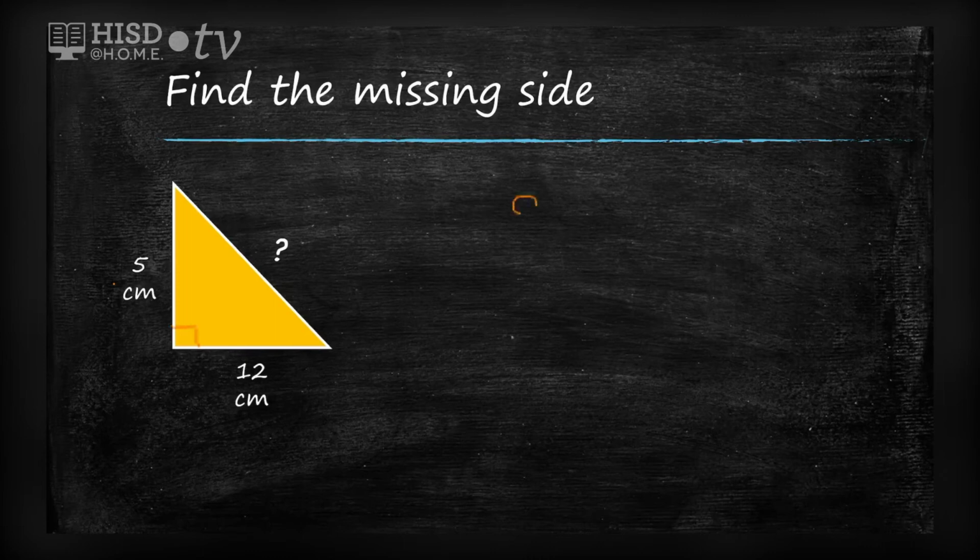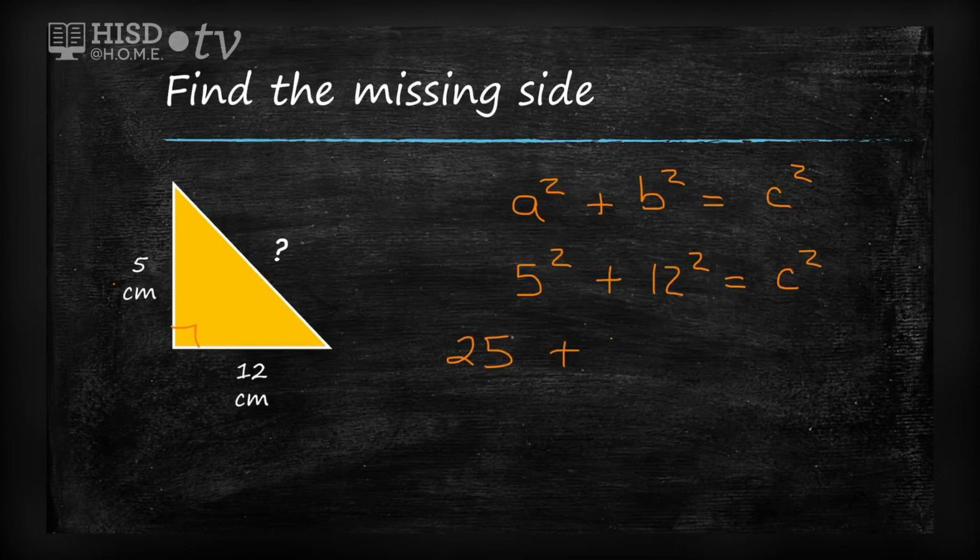Remember that my formula says that A squared plus B squared is going to be equal to hypotenuse squared. So I just have to grab the 5 centimeters, square it, and add it to the 12 squared, and that should give me the hypotenuse squared. This 5 times 5 is 25, plus 12 times 12 is 144, and that's going to be equal to C squared. I'm going to add them, and this is going to be 169, equal to C squared.